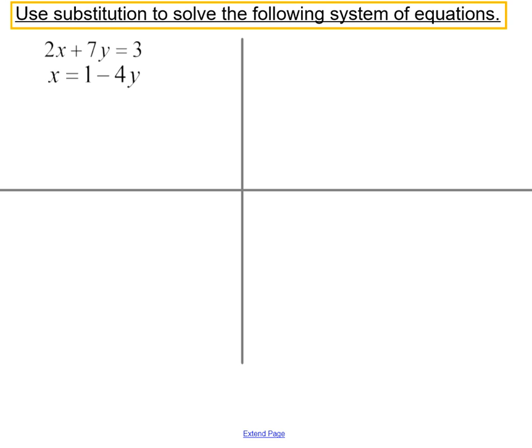So, use substitution to solve the following system of equations. The first thing I'm noticing is that I do have a variable by itself. So whatever equation has the variable by itself, I'm going to circle the other stuff. In this case, that's 1 minus 4y. And then I'm going to write this equation down here. So I say 2, and instead of an x, I know that x is actually equal to 1 minus 4y, so I'm going to write that 1 minus 4y in place of the x.